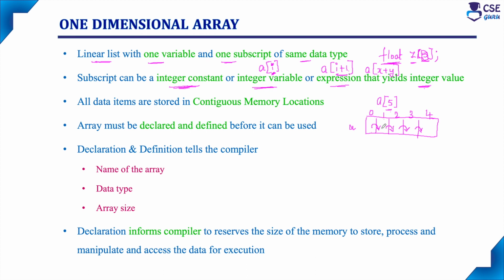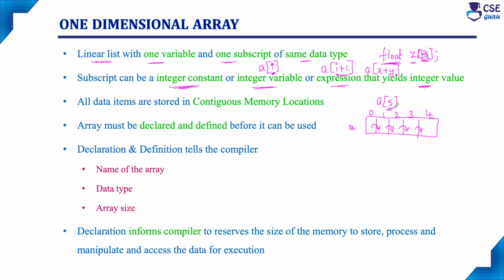But the next element will be stored in the immediate next memory location. If it is an integer, 2 bytes will be allocated for each element. If it is a floating point value, 4 bytes will be allocated for each element. But that memory allocation will be sequential. The next memory location will be allocated.